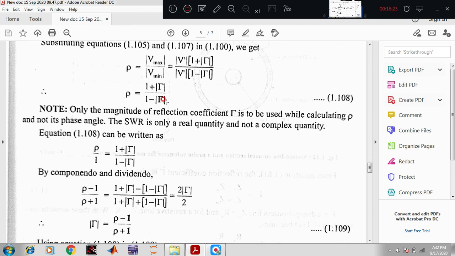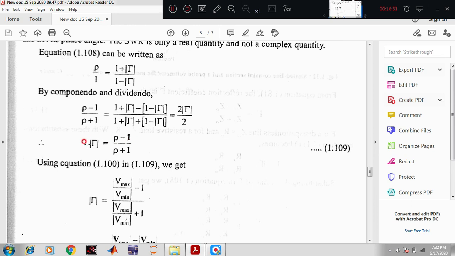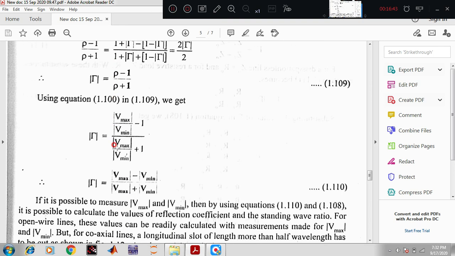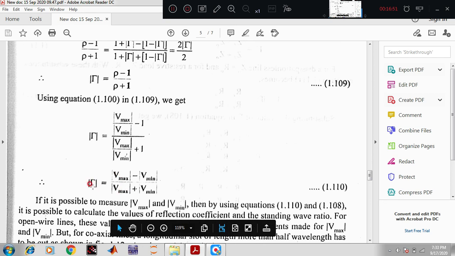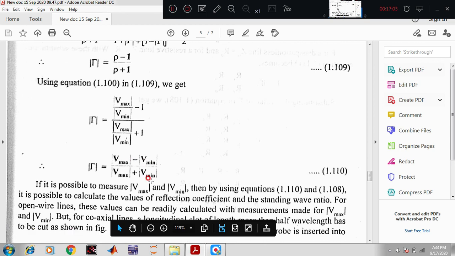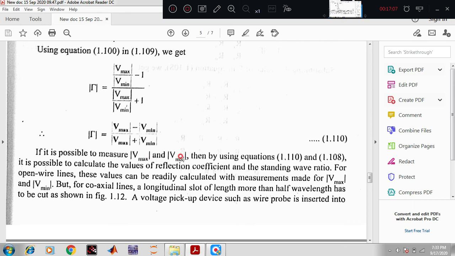So this is a relation where the standing wave ratio is defined in terms of the reflection coefficient. Now let us rewrite this equation for the reflection coefficient in terms of the standing wave ratio, right? That is given by this equation. The magnitude of the reflection coefficient tau is equal to rho minus 1 divided by rho plus 1, where rho is the standing wave ratio, right? And one more equation we have is in terms of the maximum and minimum voltage of the standing waves for the reflection coefficient tau, which is given by Vmax minus V minimum divided by Vmax plus V minimum, all in magnitude form, right? So if it is possible to measure Vmax and V minimum for standing waves, then using this equation you can calculate the reflection coefficient, and using this reflection coefficient you can calculate the standing wave ratio, right?